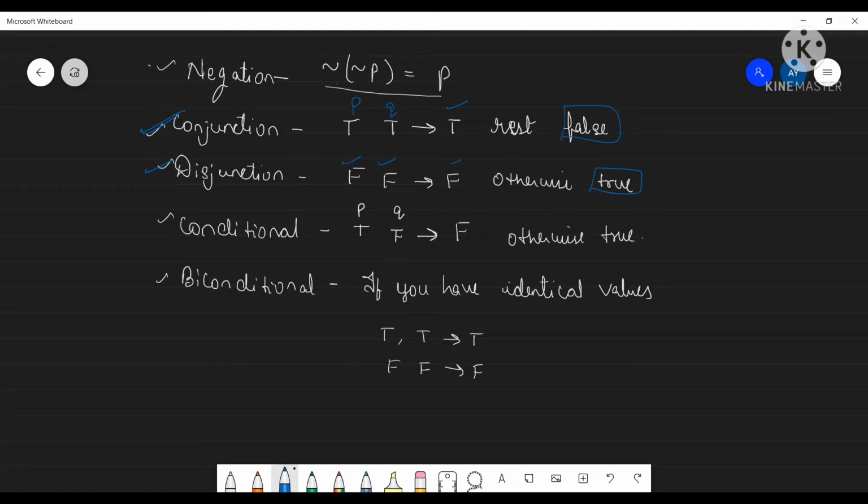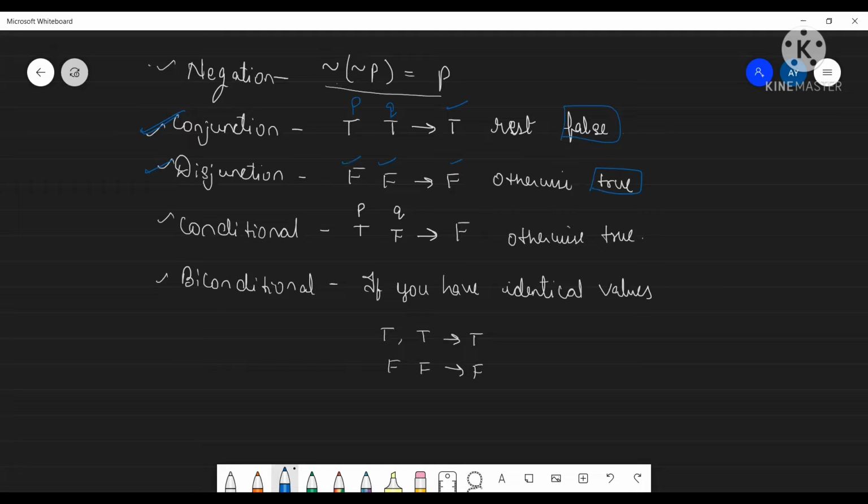What is disjunction? If both are false, it is false. What is conjunction? If both are true, it is true. And then coming to conditional, what is conditional? If P is true and Q is false, then the statement is false, otherwise it is true. Coming to biconditional, if you have identical values, that is, two trues are true and two falses are true. Am I clear?